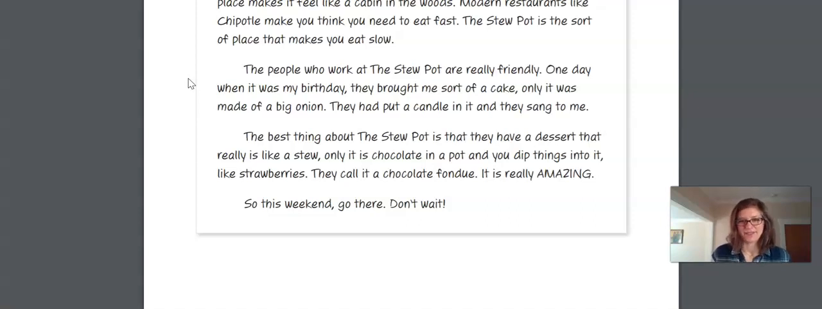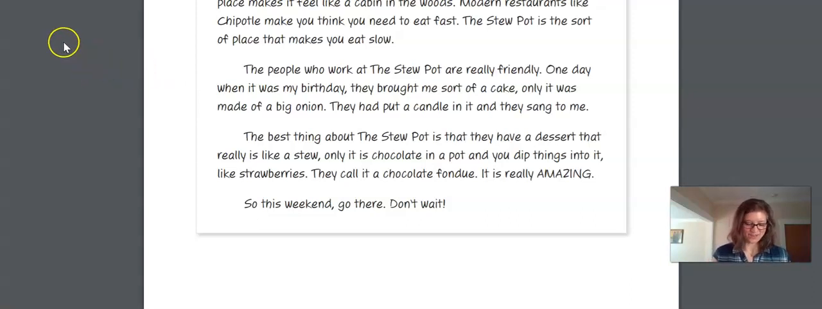The best thing about the Stew Pot is that they have a dessert that really is like a stew, only it is chocolate in a pot and you dip things into it like strawberries. They call it a chocolate fondue. It is really amazing. So this weekend, go there. Don't wait.